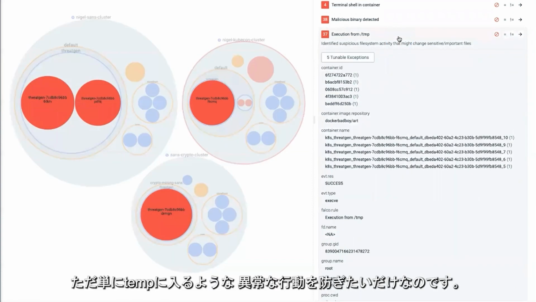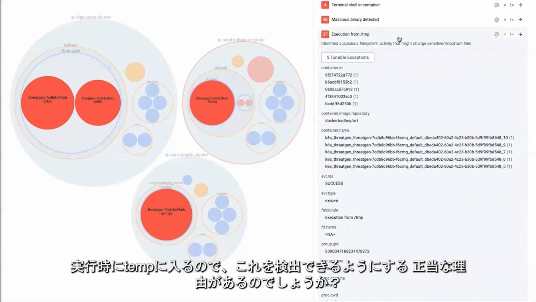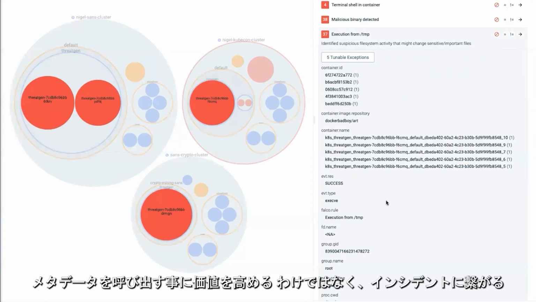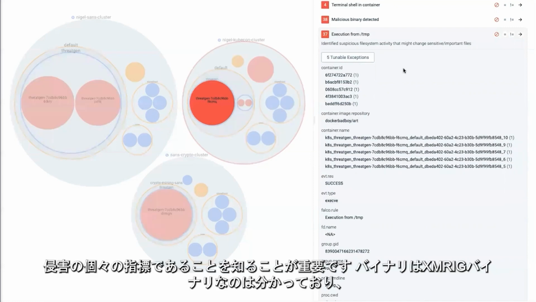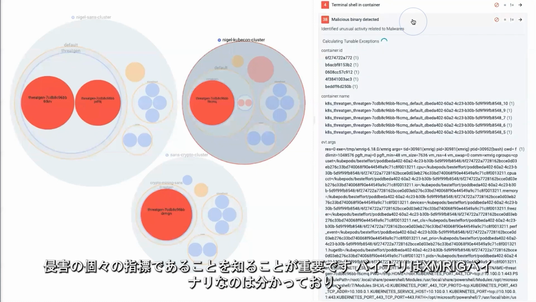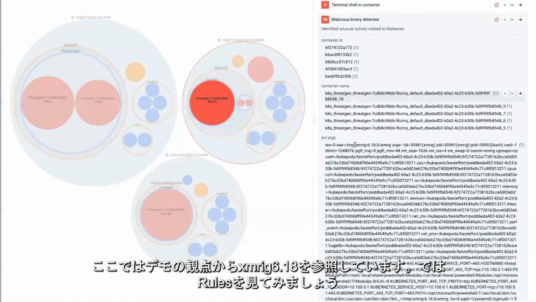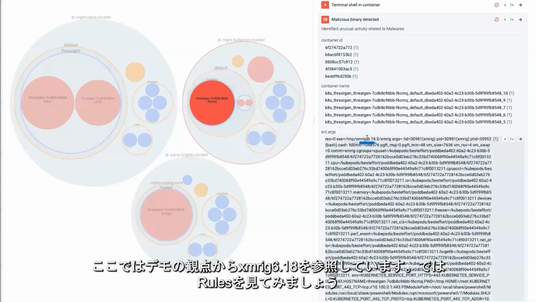But also, just unusual behaviors like writing into temp. Is there any good reason why you would write into temp at runtime? Being able to detect these is critical. I'm not adding more value by calling out individual metadata within the alert. It's just important to know that these are all individual indicators of compromise that lead to the incident. Now, we know that the binary is the xmrig binary that we see here, xmrig 6.18.